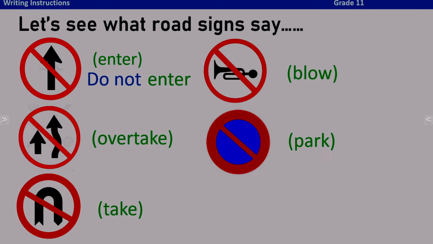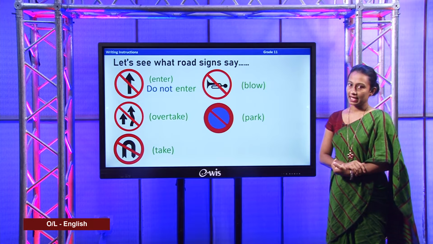So using the structure given, you can write the other instructions. Take your time and think about the examples given by me and write your instructions. Hope you have got enough time. Let's see the answers.